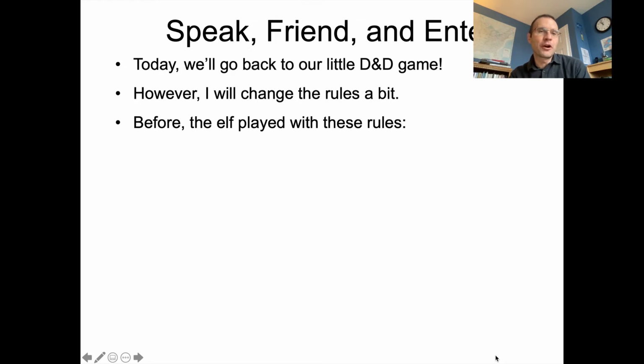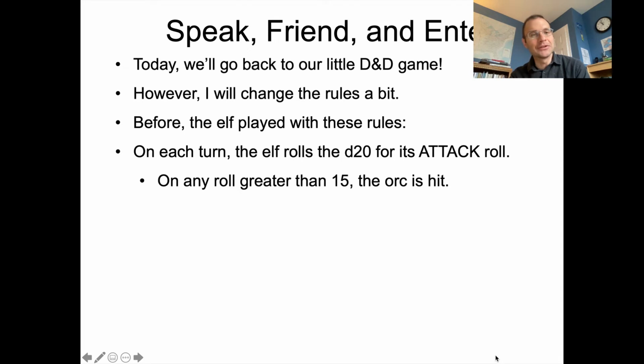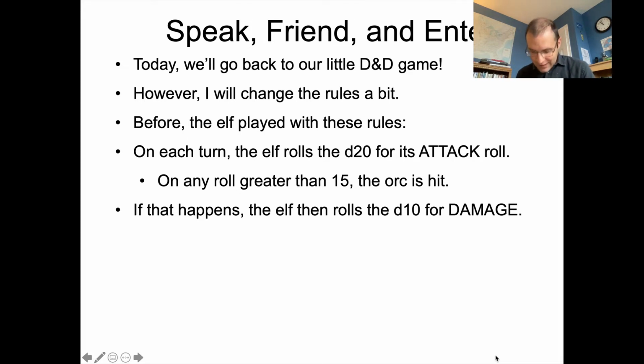Before, we had an elf playing with these rules for its dice rolls on its turn. The elf would roll a d20 for its attack roll. Might as well break it out while I'm walking you through this. And then on any roll greater than 15, the orc would be hit. I just rolled a 13, oh well. But if the roll is greater than 15, then the elf would roll the d10 for damage. And then the orc would lose some hit points. Let's say on this particular roll, I got a 4. So that was the way it started out.